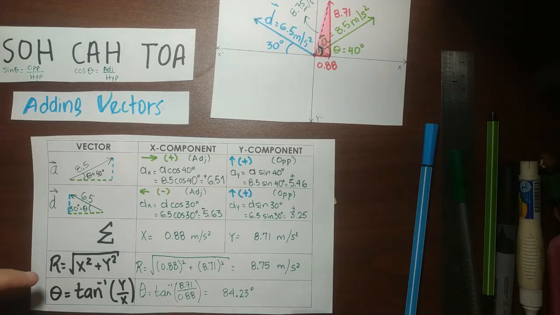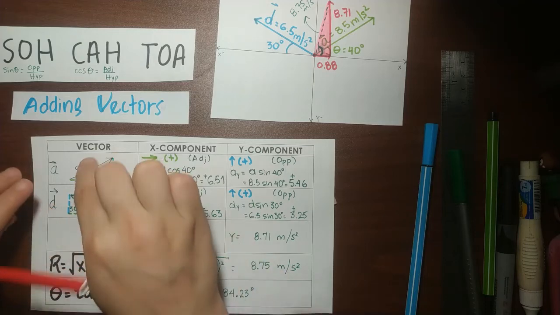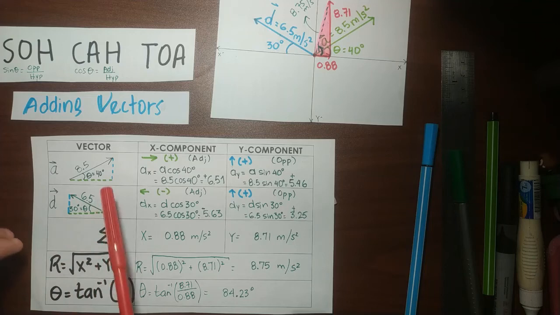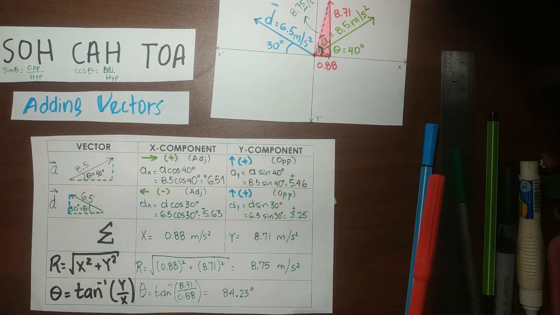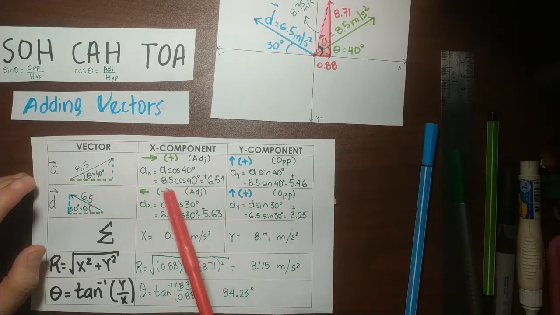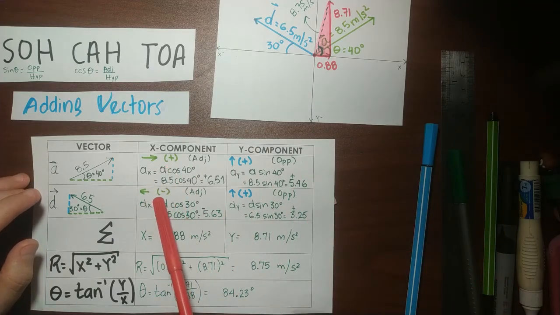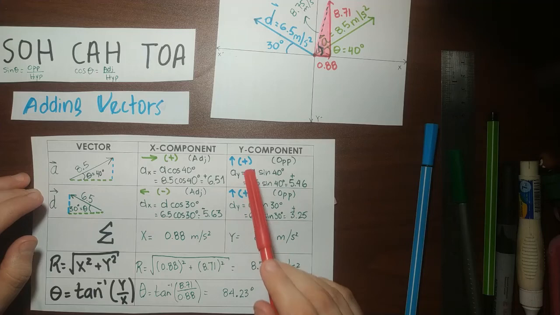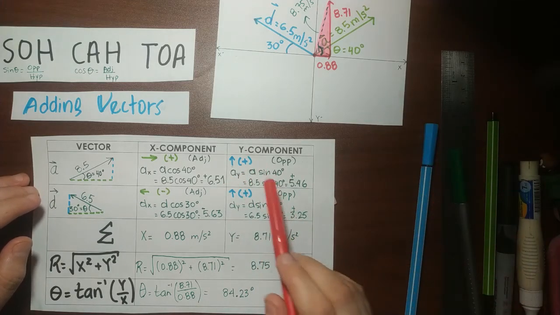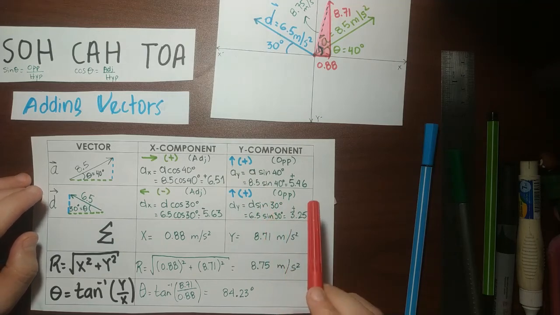So, in conclusion, what you have to do is work with the vectors individually, just like we did here. We don't forget about the sign. Where is my vector going? Where are my components going? If it's going to the right, it's positive. If it's going to the left, it's negative. If it's going upward, it's positive. But in case it is going downward, the y component will be negative.